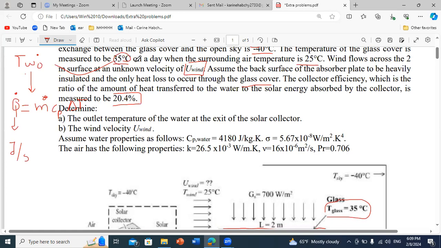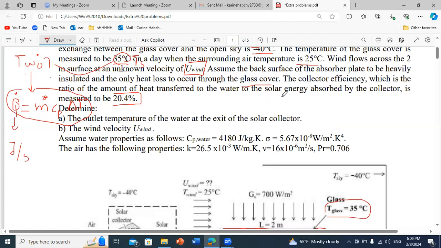This is the temperature of the surface, okay? And T water out is to be calculated. So to be able to calculate T water out, we should ask ourselves, what is the source of this energy? We know that the source of energy that will increase the temperature of water is the amount of solar energy that will really reach water.